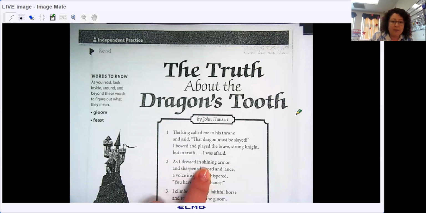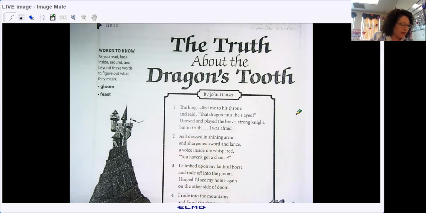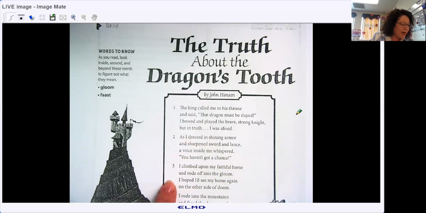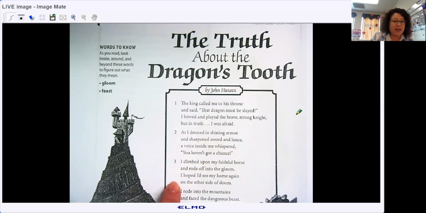He dressed in armor. He whispered, "You haven't got a chance." He got on his horse and rode into the gloom. I'd hoped I'd see my home again on the other side of doom. So he's hoping he's still going to see his home.